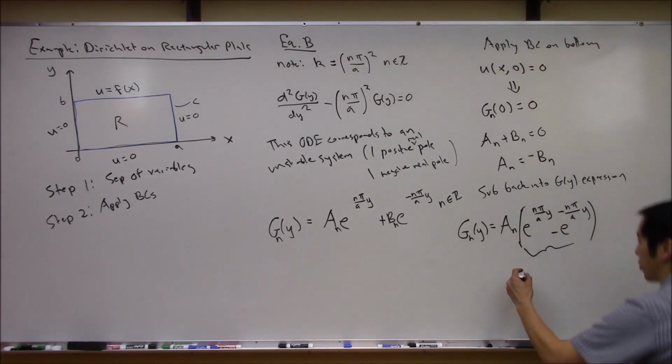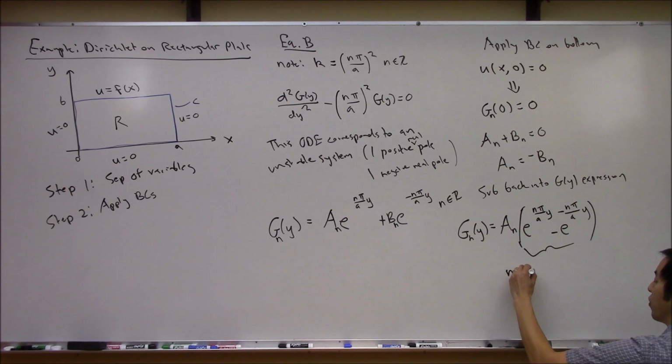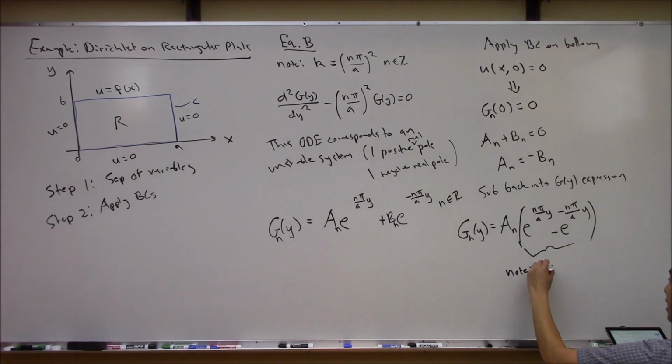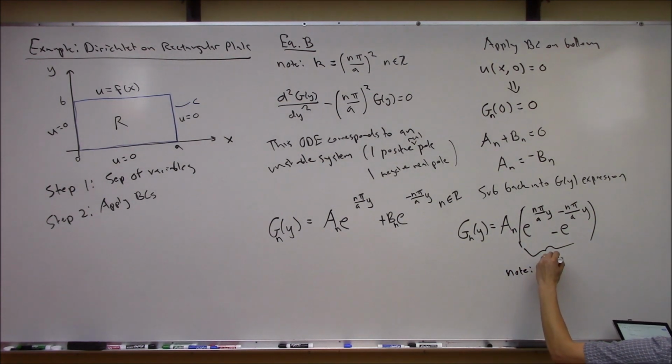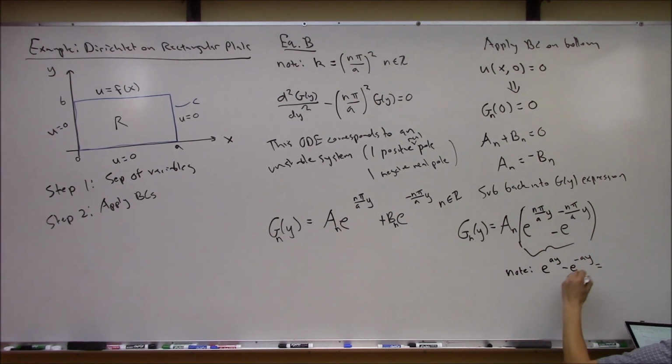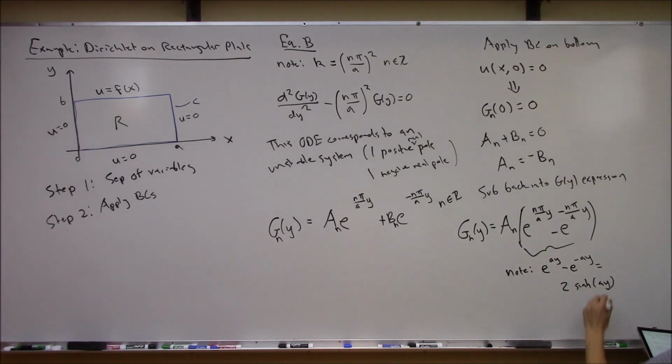Or in other words, maybe we should make a quick note here. If you recall, if you have e to the a minus e to the minus a, this is equal to 2 times the hyperbolic sine of a, right? It's just a trig identity here. Hyperbolic sine is literally defined here as 1/2 of this difference.